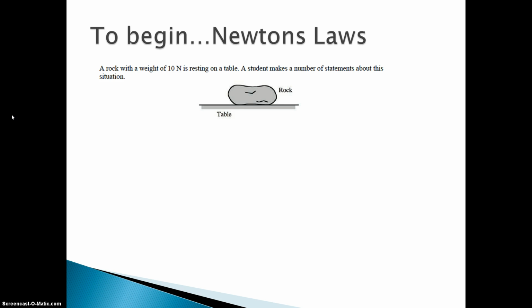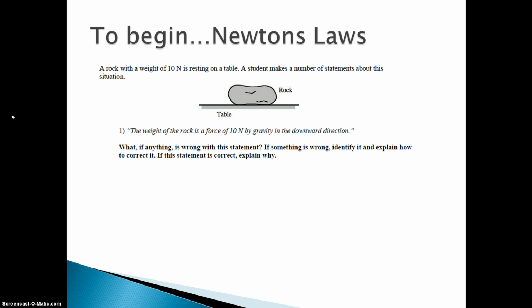A rock with the weight of 10 newtons is resting on a table. A student makes a number of wrong statements about this situation. Here's the first statement. The weight of the rock is a force of 10 newtons by gravity in the downward direction. What is wrong with this statement?